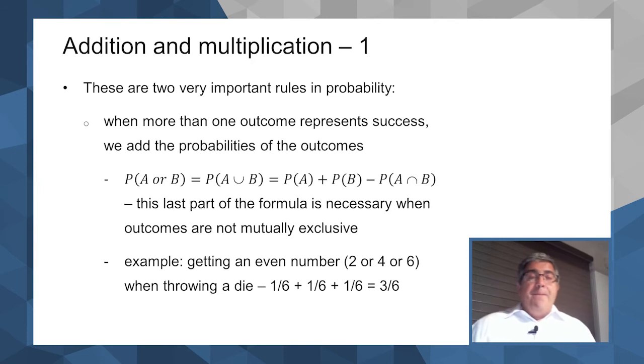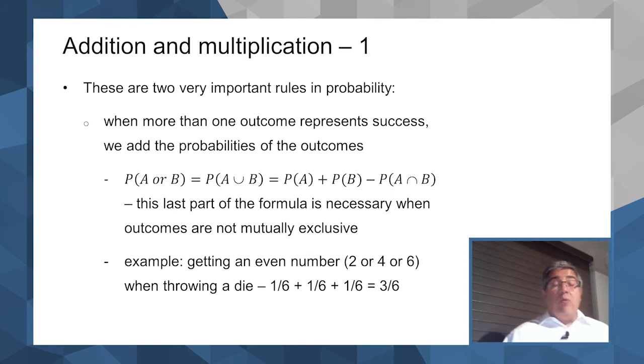Now for probabilities, two of the most important characteristics are the addition and multiplication rules on probabilities. So when you have what we've just saw, compound events where more than one number is considered as success, to calculate the probability of success, you add the probabilities of each individual outcome.